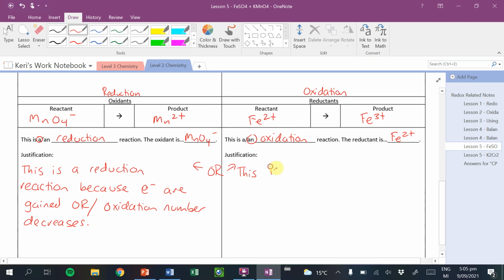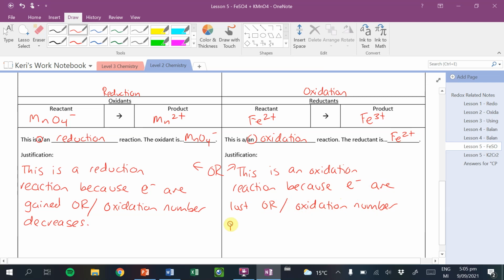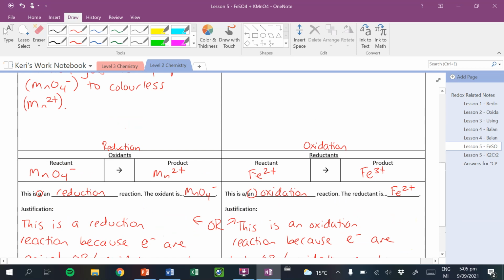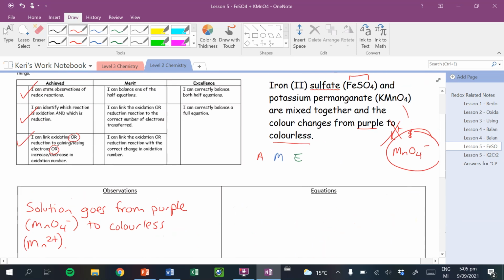All right, so this is an oxidation reaction. Because electrons are lost. Or you can tell me that the oxidation number increases. That's also fine. So lots of different ways to get the achieved, and that's all I need to do. All right. If you want to get a merit, then you need to do some more work.